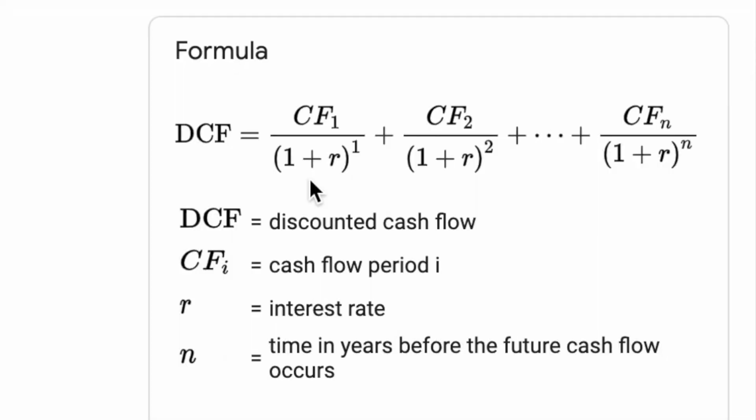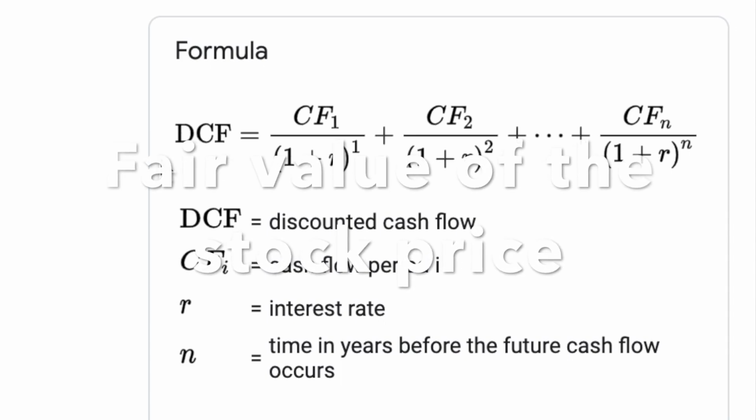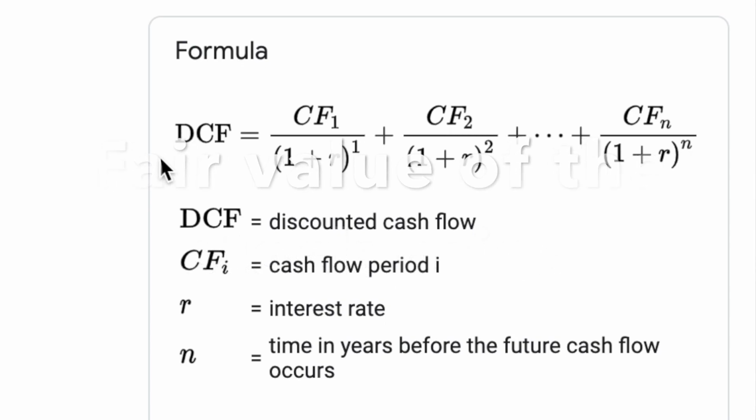So yeah, that's why this formula, this discounted cash flow, DCF, in our case, gives the present fair value of the stock price. Because these variables are so imprecise to predict, the present value is also imprecise itself.